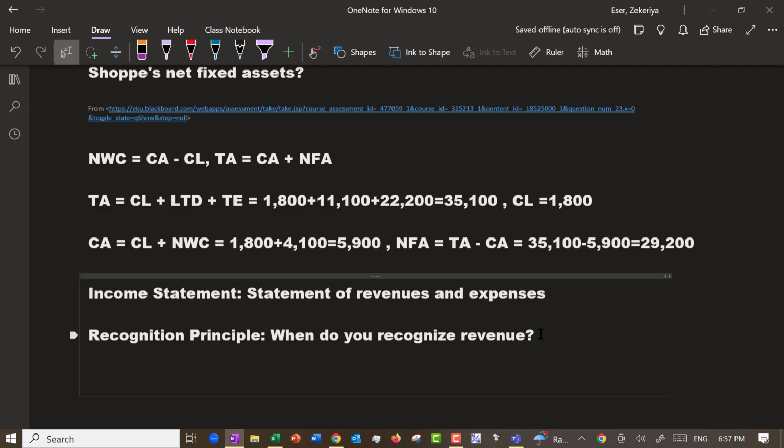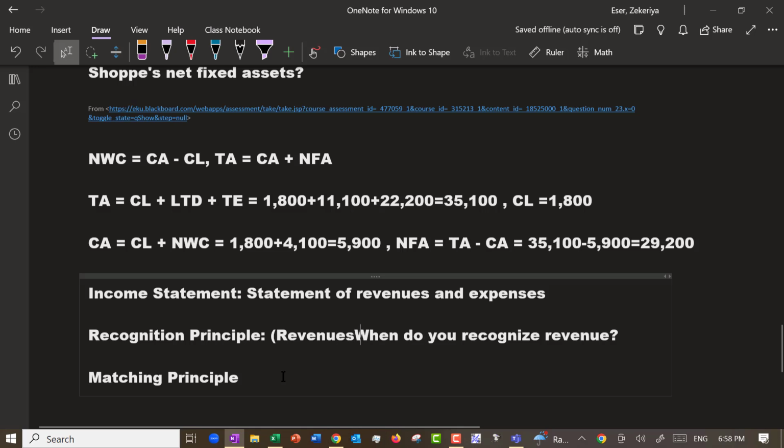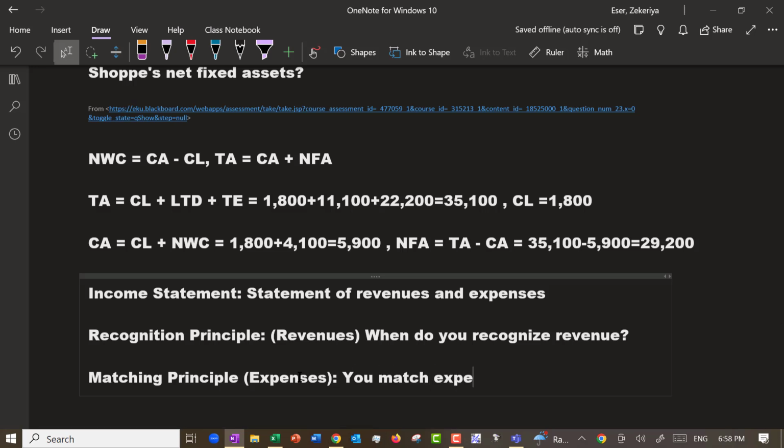The second one is the matching principle. The revenue recognition principle is for revenues. The matching principle is for expenses. You match expenses made to the sales recognized.